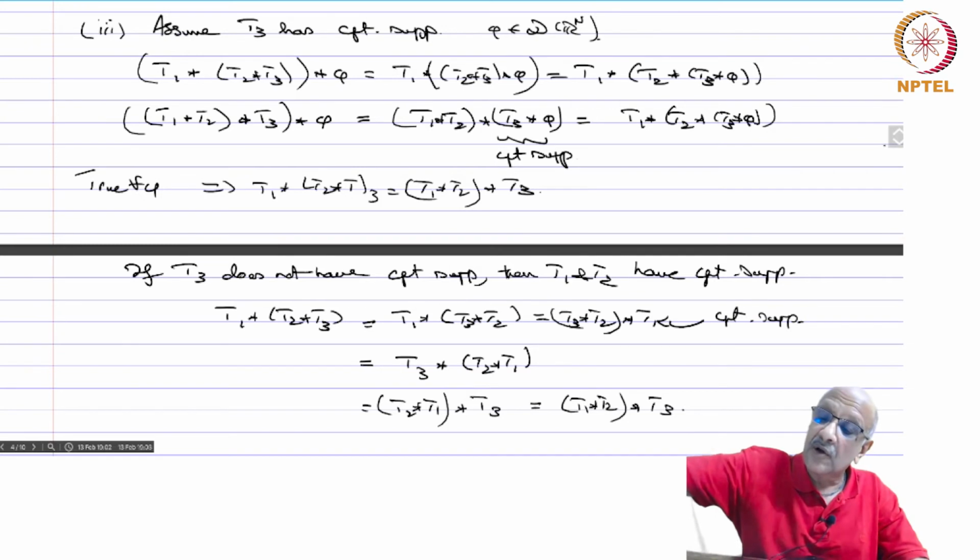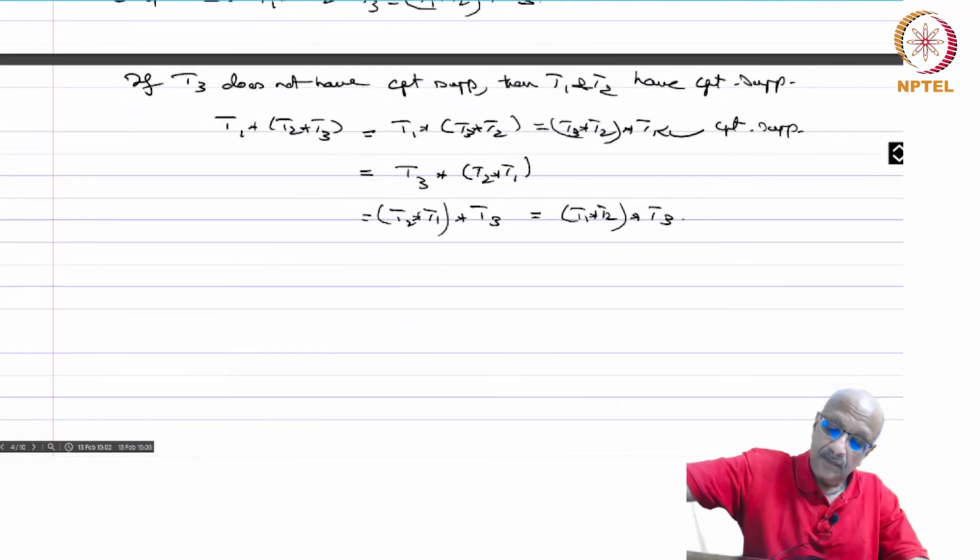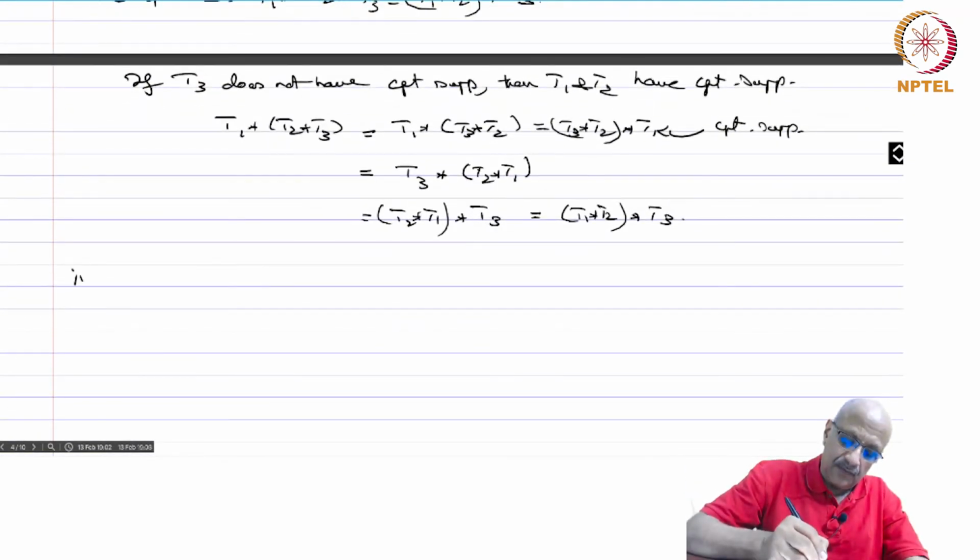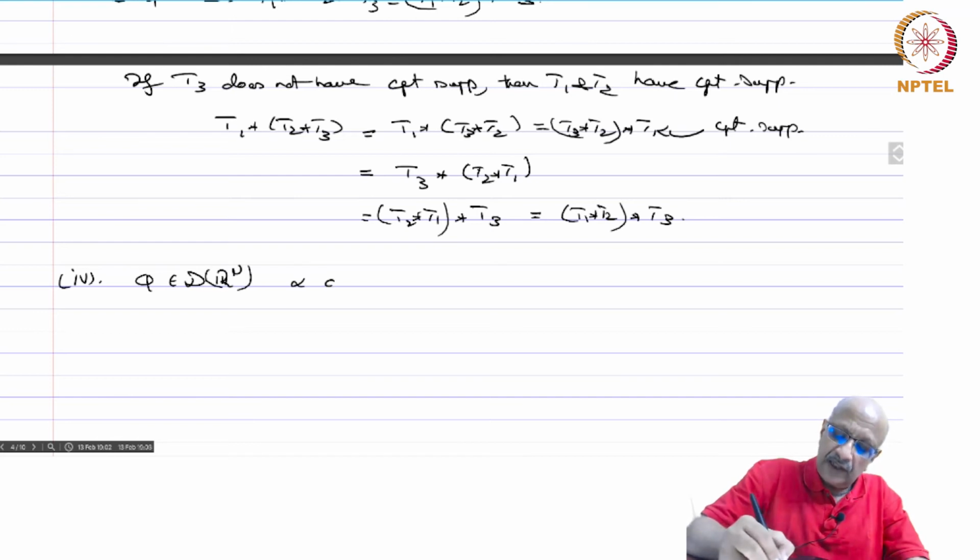Okay. So now 4. So phi in D of Rn and alpha any multi-index.